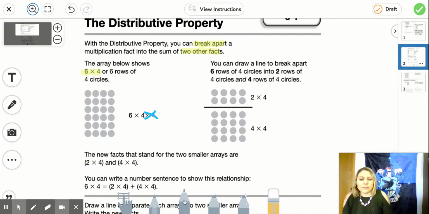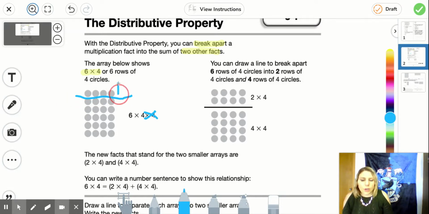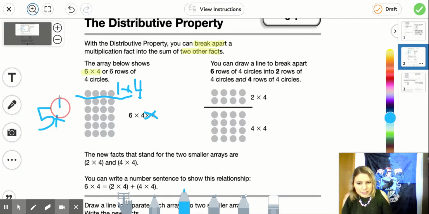Here's the easier way. We're going to break it apart right here. So we have 1 row with 4 in that row. I realized my mistake. And then we have 1, 2, 3, 4, 5 rows with 4 in each row. And the reason I did it this way is because I know my 1s. Anything times 1 is the same number. So I know 1 times 4 is going to be 4. And I know my 5s. I know how to skip count by 5s. So if I skip count by 5s 4 times, I have 5, 10, 15, 20.